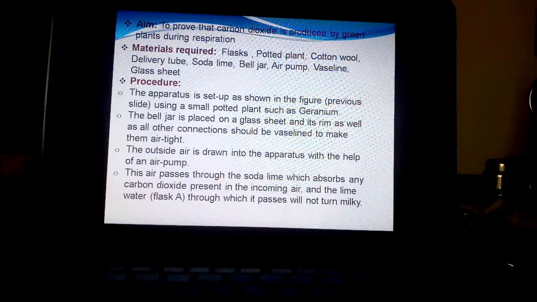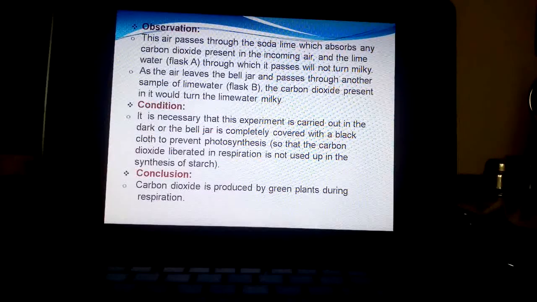So initially we found soda lime. Soda lime is to take away carbon dioxide. And lime water is to confirm that there is no carbon dioxide. Now you understood the chemicals' purpose. Now we are going to observe some observations here. This air passes through the soda lime which absorbs any carbon dioxide present in the incoming air. And the lime water in flask A through which it passes will not turn milky. This is a very important observation.